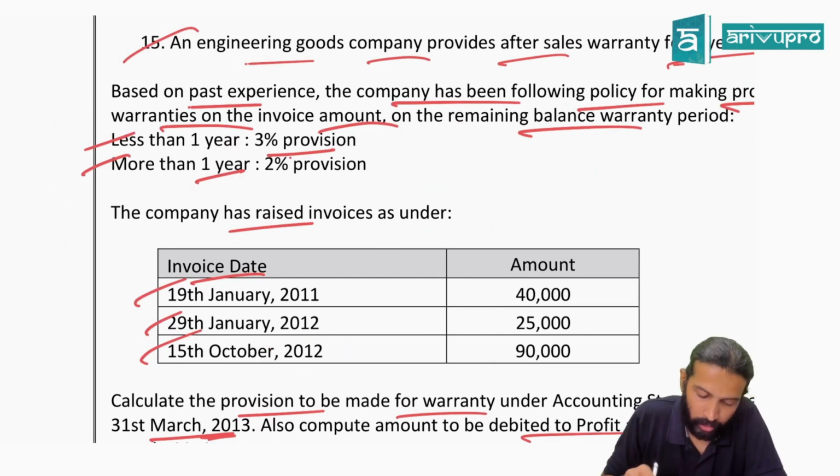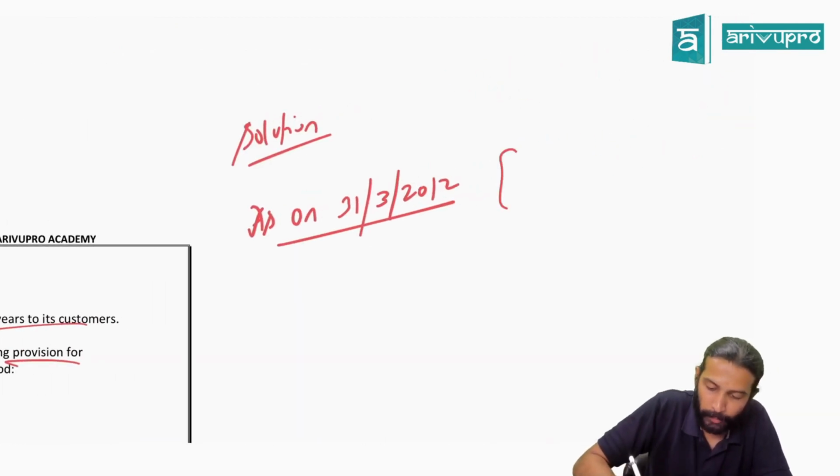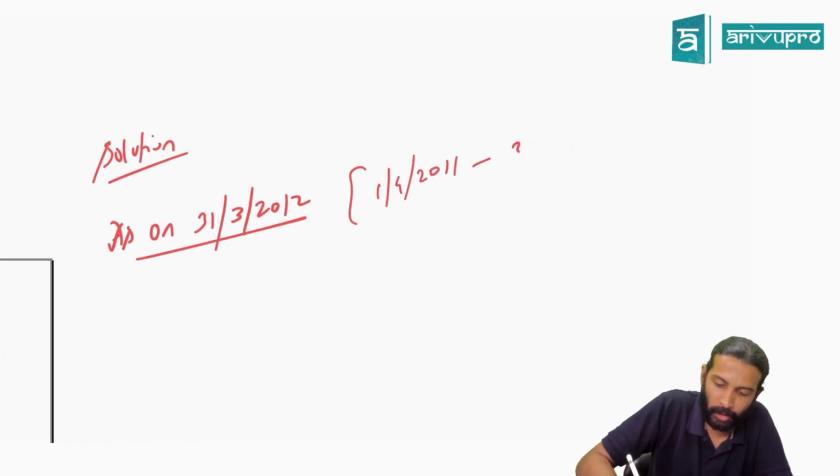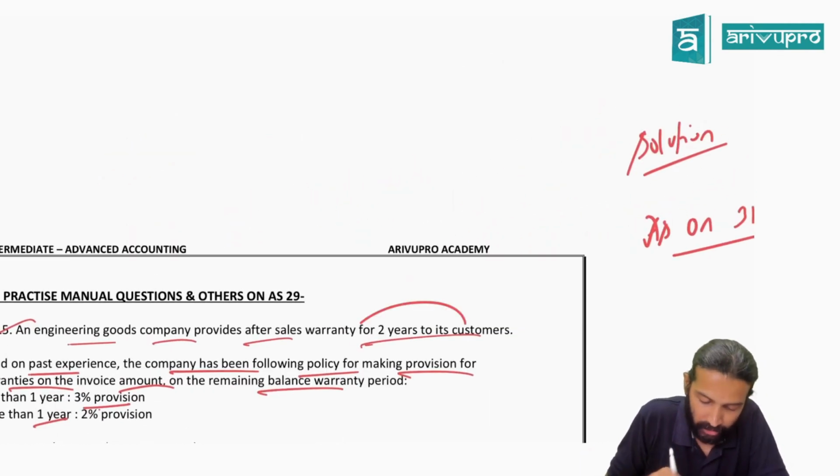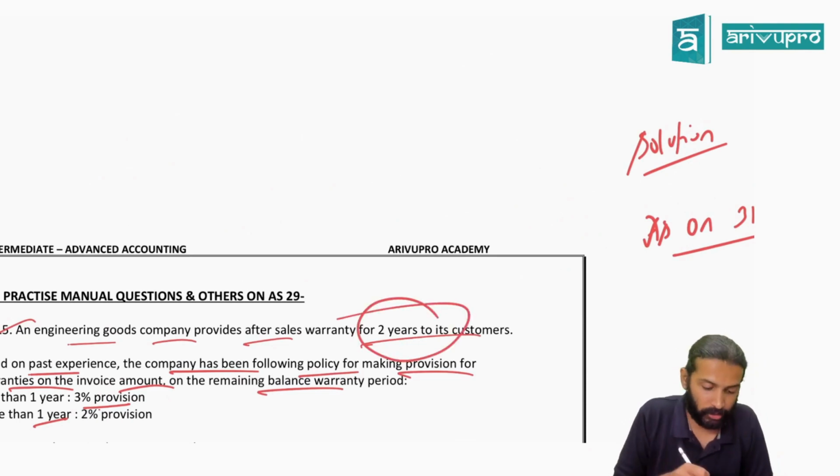October 2012. Sir, 31st March 2012 means what is your period, sir? Current year will be 1st April to, or the year will be what? 1st April 2011 to 31st March 2012. Yes, no? And the company is giving warranty for how many years? 2 years. Yes or no?